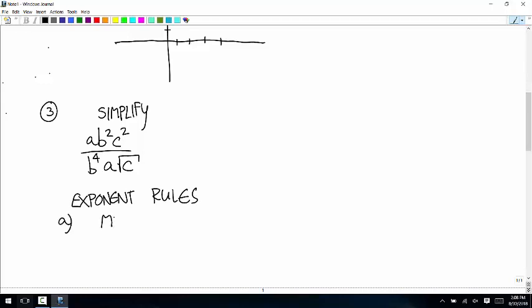First, for multiplication, if you have some number or some variable to the, let's say, m power, multiplied by that same variable, and that's important, where these x's have to be the same, to the n power, you can just write that as x to the power of m plus n.